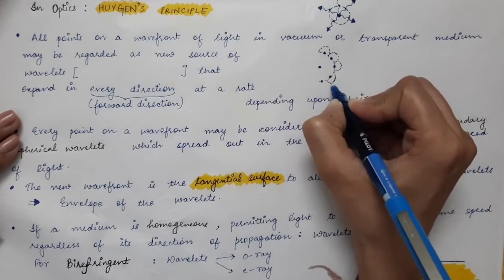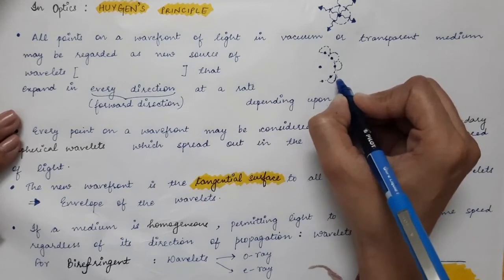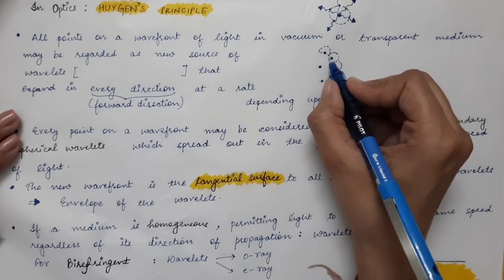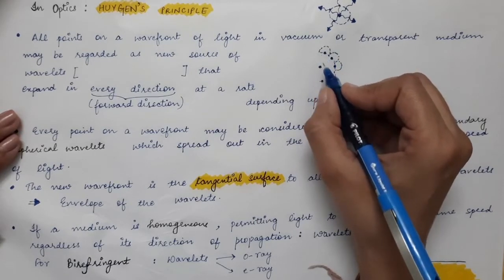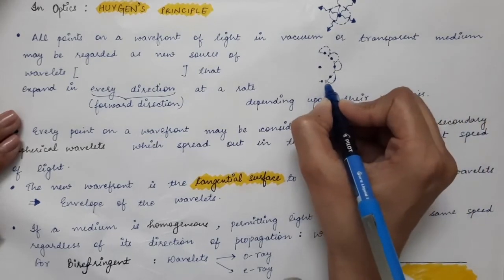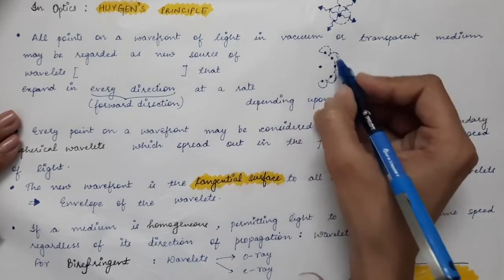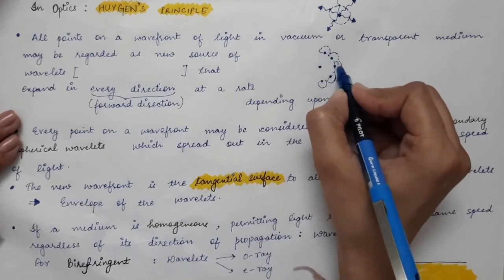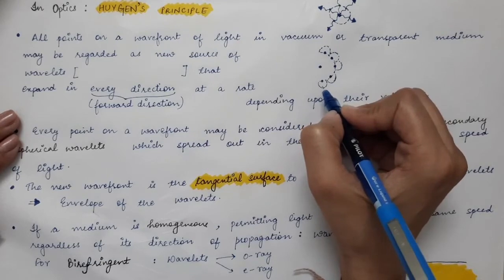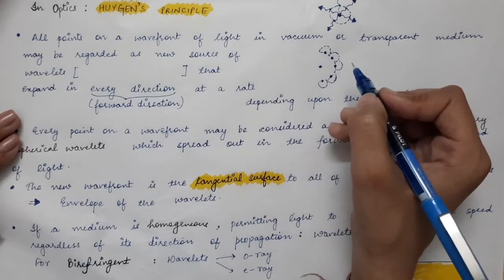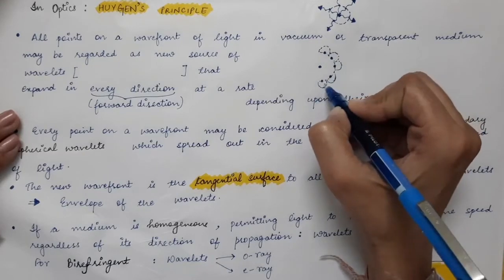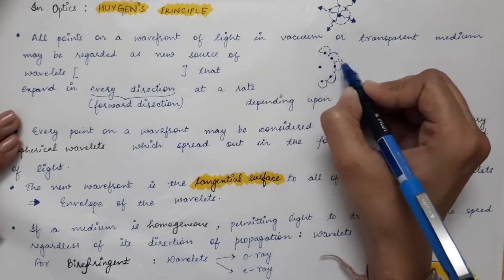The wavelets which I have shown are drawn only in the forward direction, and we do not draw the wavelets in the backward direction, because the light rays propagate in the forward direction. These small spherical shapes which I have drawn are called secondary wavelets. Every point on the wavefront becomes a new source of secondary wavelets.